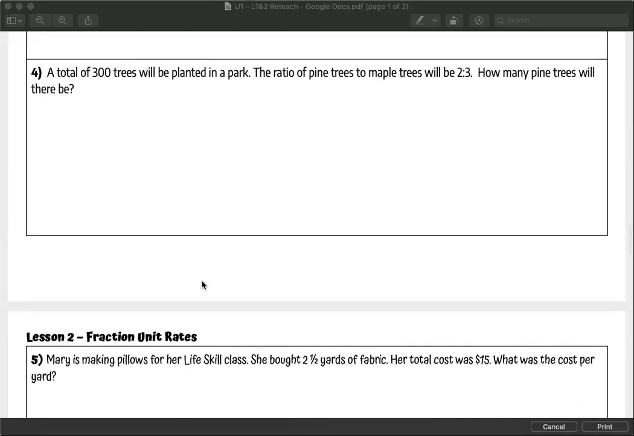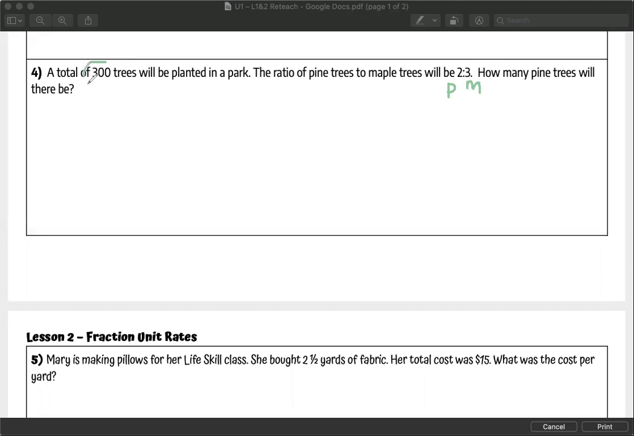A total of 300 trees will be planted in a park. The ratio of pine trees to maple trees will be 2 to 3. So that 2 is standing for the pine, the 3 is standing for maple. How many pine trees will there be?